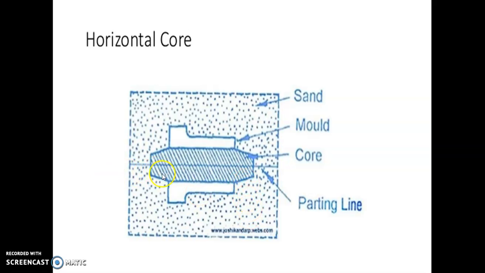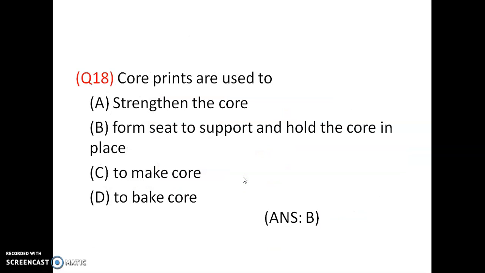The cores are made up of core prints. Core prints are used to form a seat to support and hold the core in place.